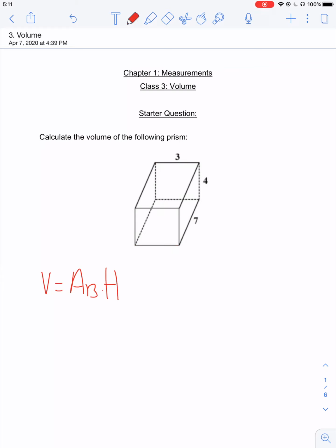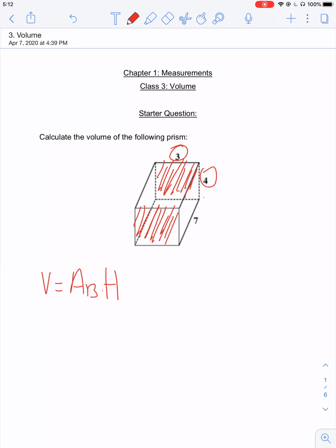So let's just pick this to be my base because all the numbers are given, right? I have my length, I have my width, and if that's my base, technically you have 2 bases. So this will be my second base. Kind of like if you want, this is your ceiling, and this is kind of like the floor, okay? So those are your 2 bases.